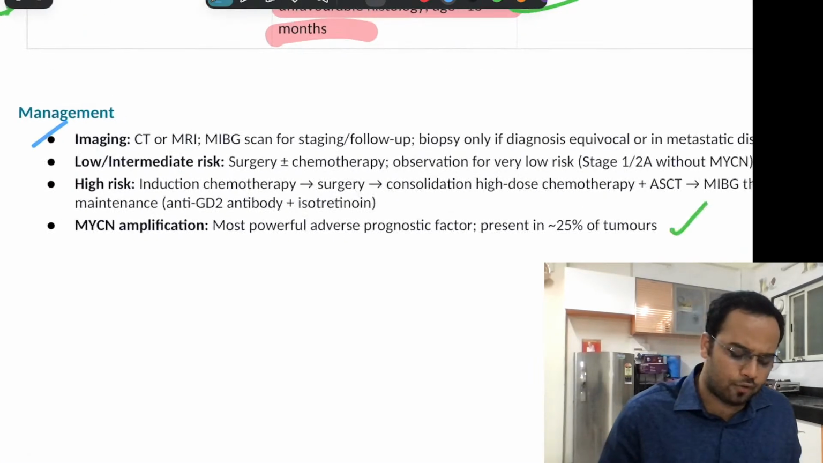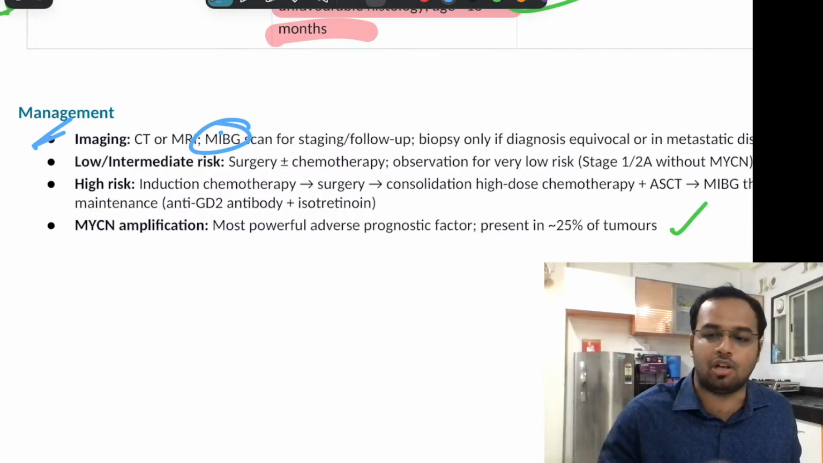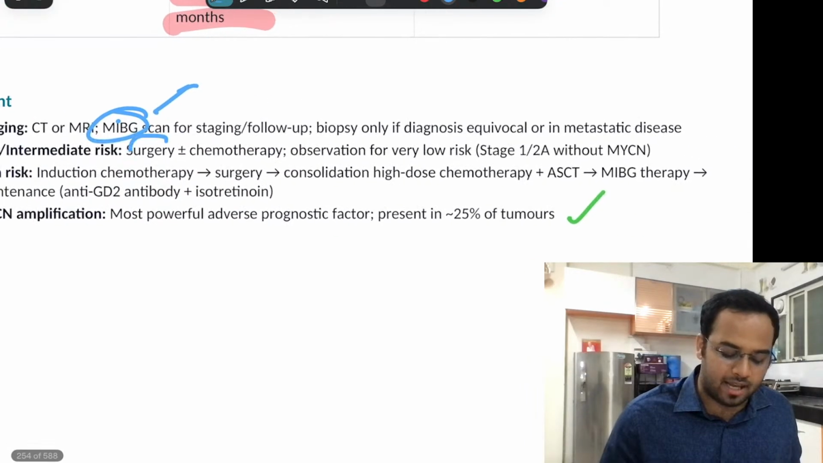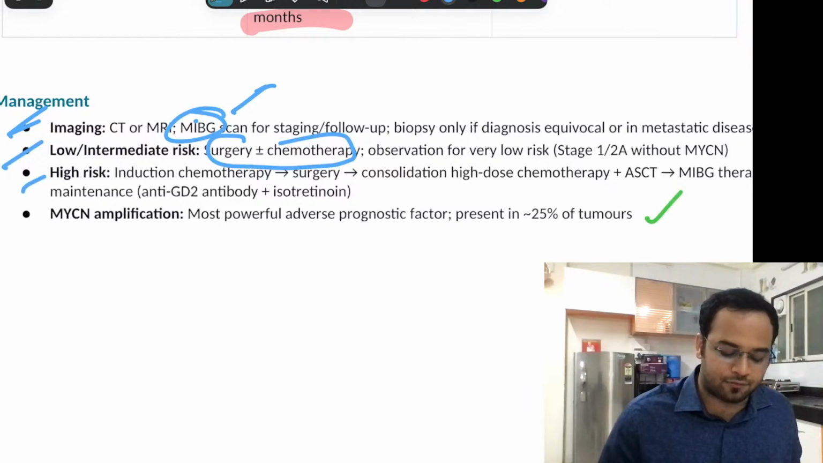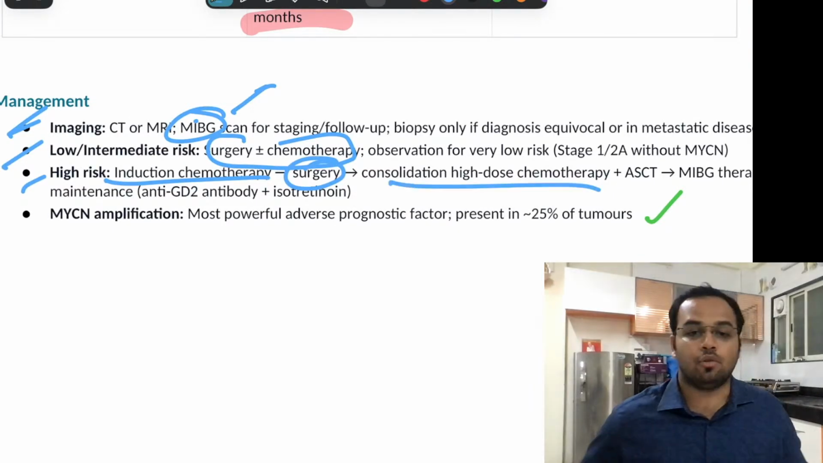What is the management? We already saw that MIBG scan is important, because for any neuroendocrine tumors, MIBG scan is important. Low to intermediate risk: surgery followed by chemotherapy. And whenever it is high risk, first you are going to go for chemotherapy, then surgery, and then again high dose chemotherapy. So what is important for you to know?